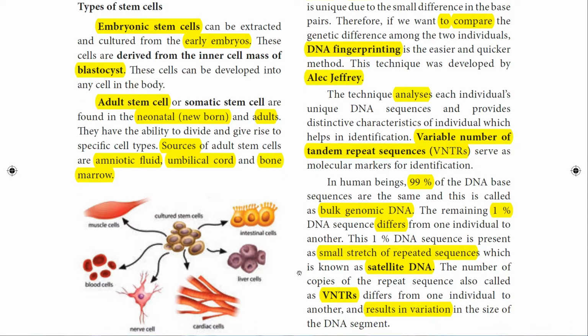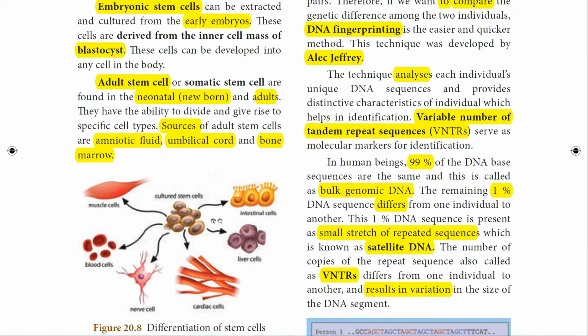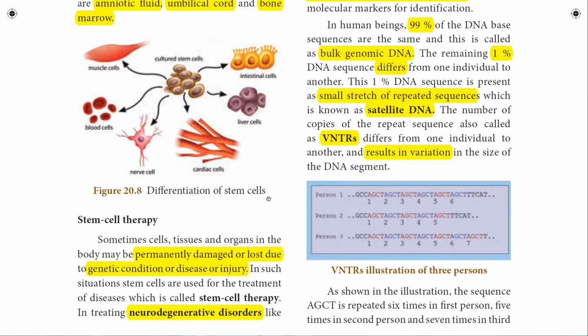So here you can see the stem cells. Stem cells can be differentiated to form any type of cells. They can become a muscle cell, blood cells, a nerve cell, cardiac cell, liver cells and intestinal cells also. They can become any type of cells.